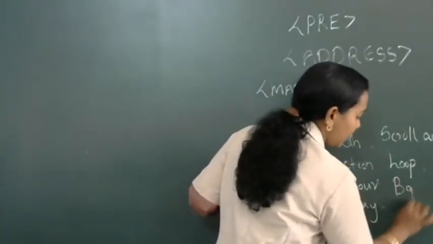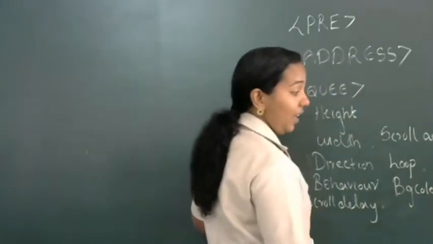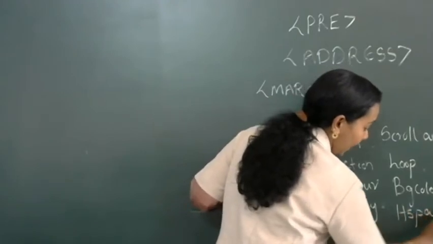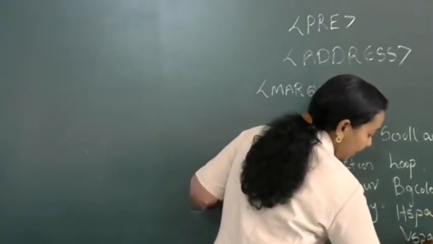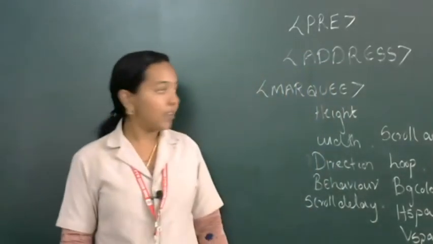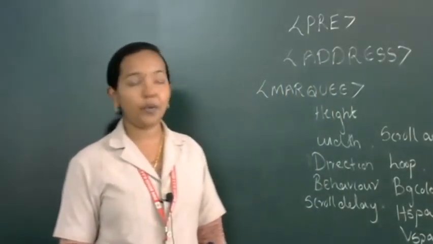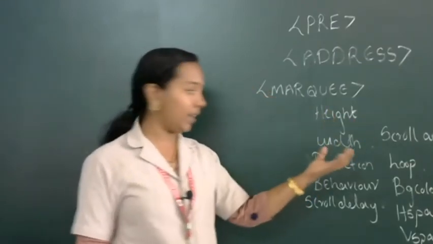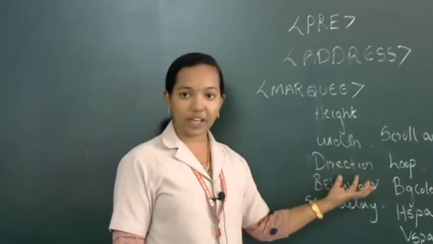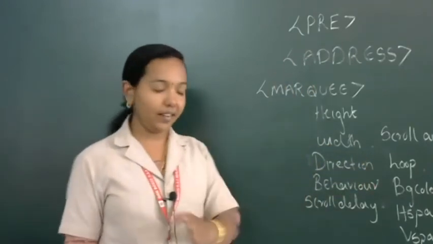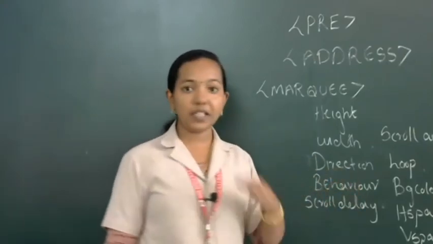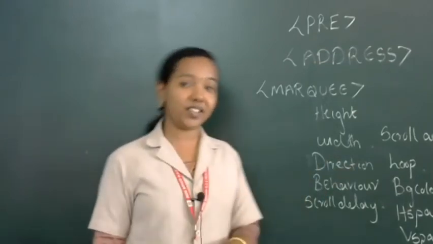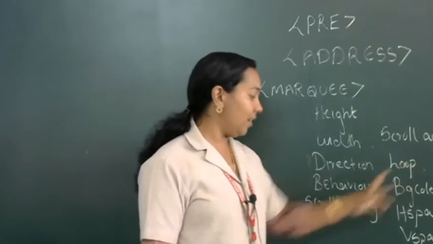Then the next one, BG color, the background color for the marquee. Then H space and V space, horizontal space and vertical space. So these are the different attributes of the marquee tag. First one is height, how much height is required for moving the text. Then width. Then direction: up, down, left and right. Then behavior, in which manner the text is coming on the web page: scroll, slide or alternate.